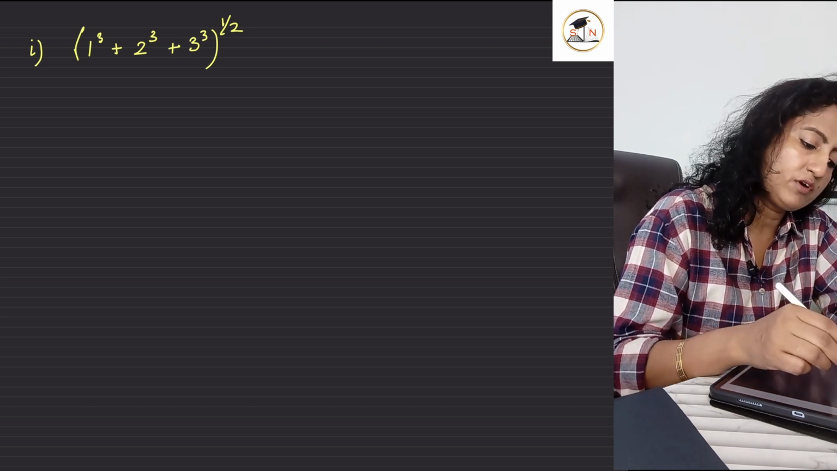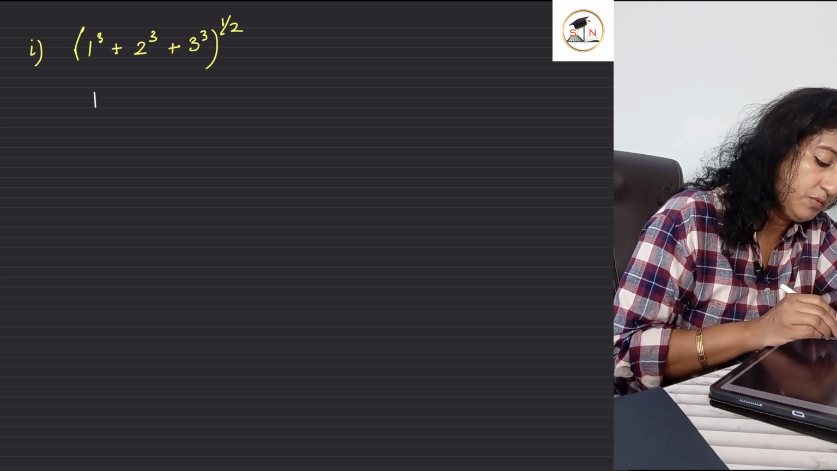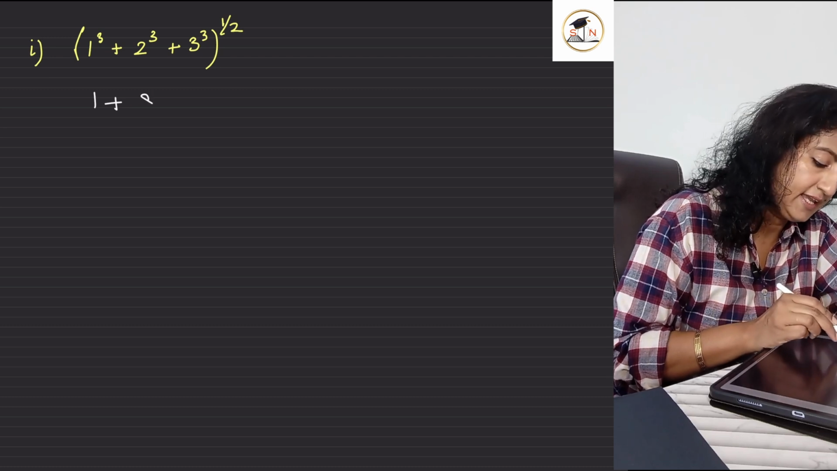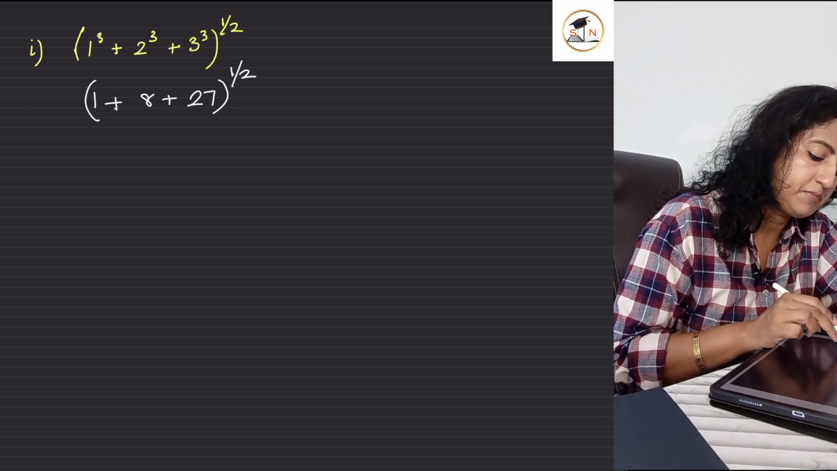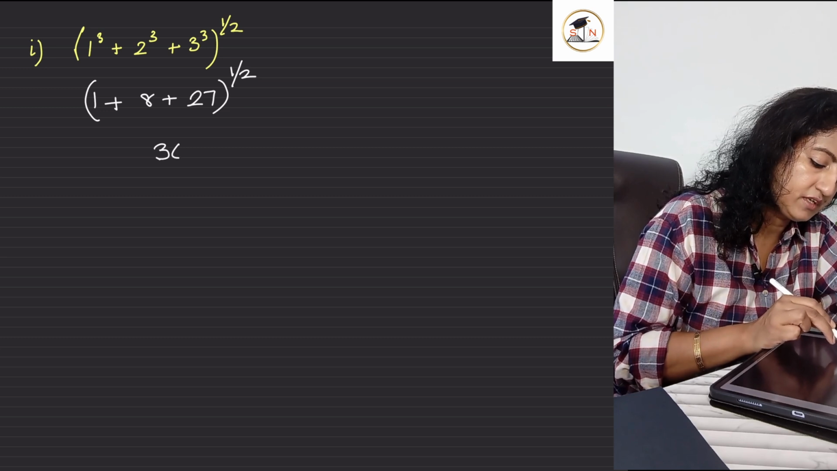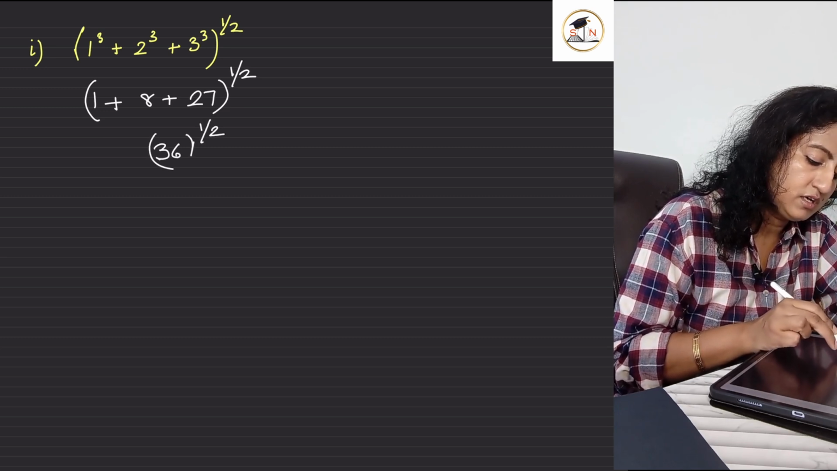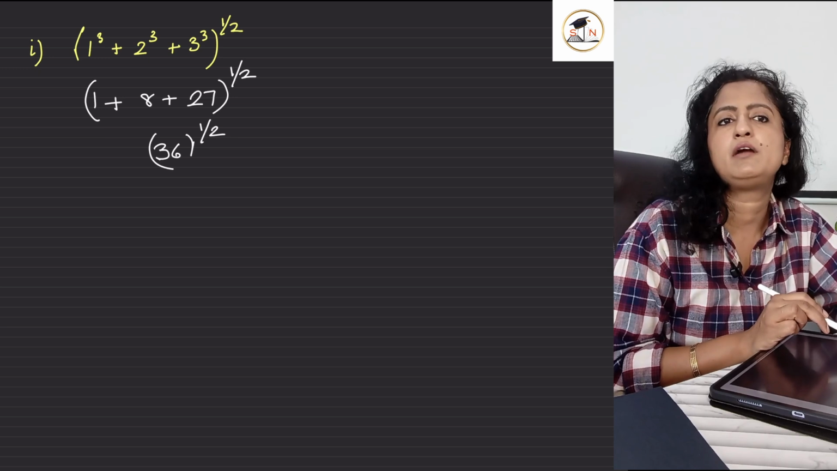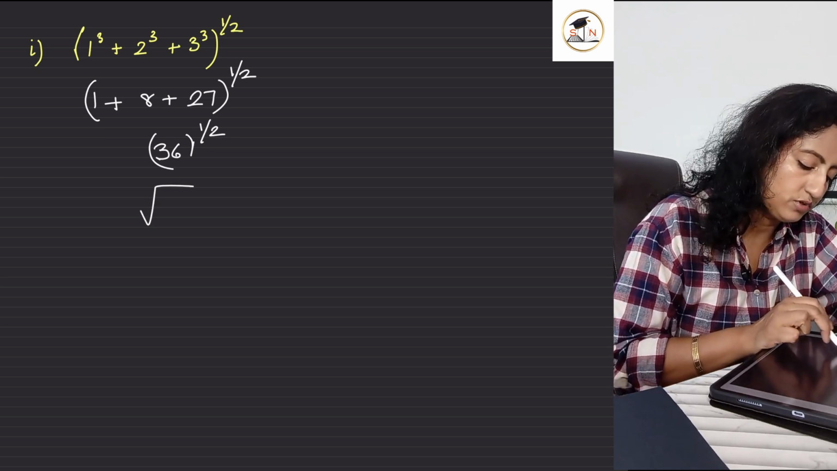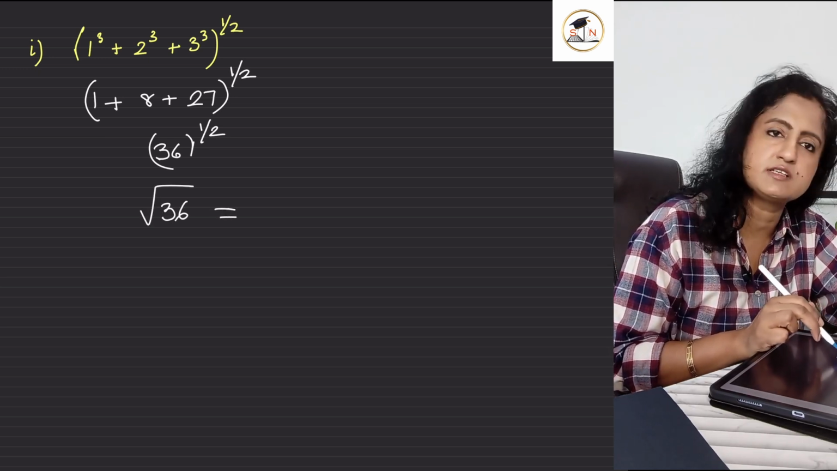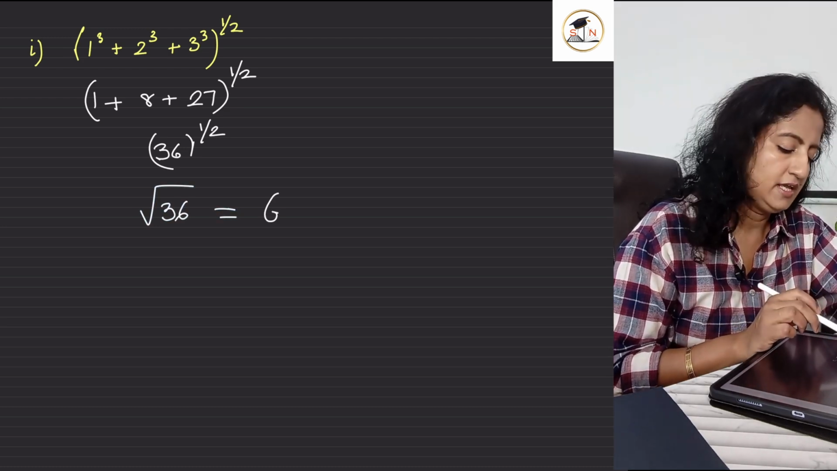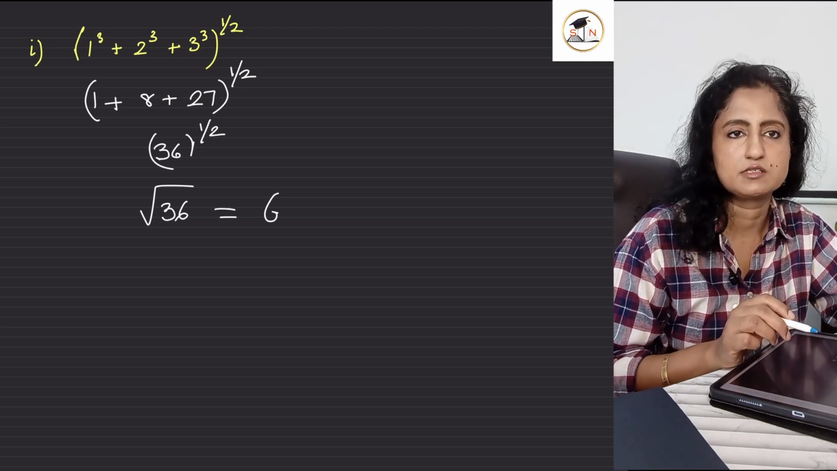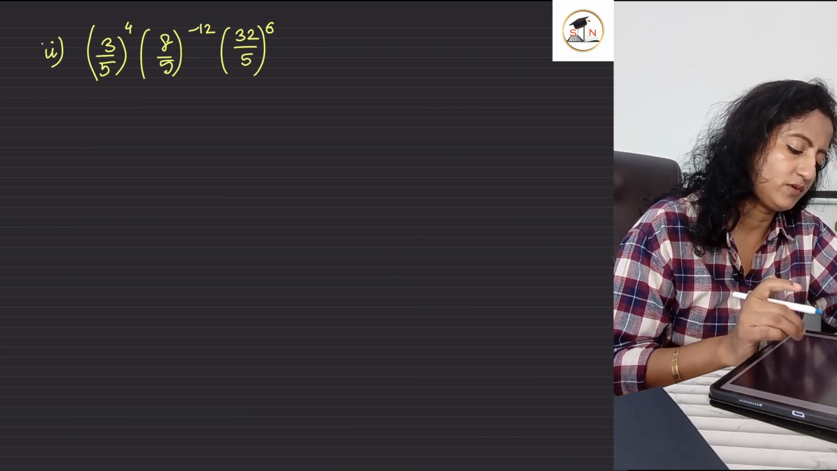So starting with it, what we have is 1 cube. 1 cube means 1. 2 cube is 8. 3 cube is 27. The outside power remains as it is, which is half, right? 1 plus 8, 9. 9 plus 27 is 36. Now, the power of half is still outside. What is the power of half means? It means square root. And square root of 36, everyone is aware, which is just 6. So it was the simplest question over here where we just had to do 3 steps and we got the answer. Okay. Now moving on to the next one.